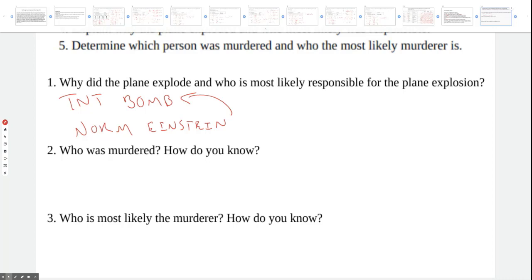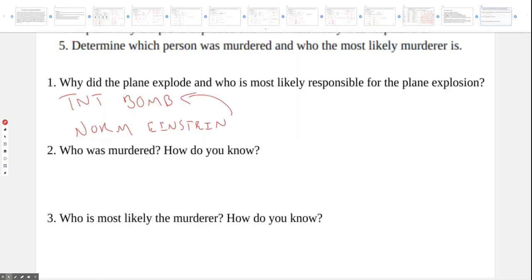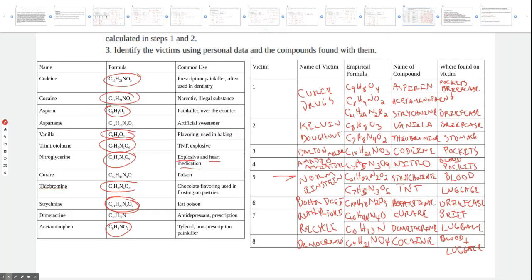Who was murdered? Well, I'm going to go ahead and say the person who was murdered is the person who had the poison in their blood. And that actually is also Norm Einstein. Irony. So they were not only responsible for the plane crash, but they were murdered before it crashed. So that's just bad luck on a lot of fronts. And who most likely did it? Well, probably the person who was carrying the strychnine with them, which is Curie Drugs.